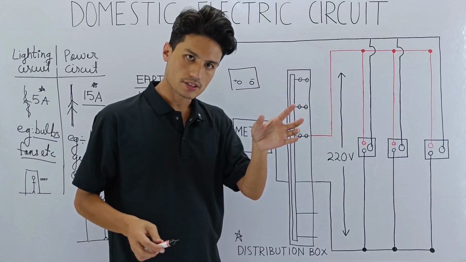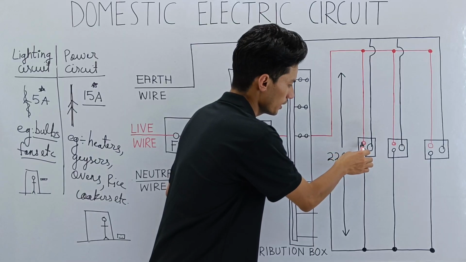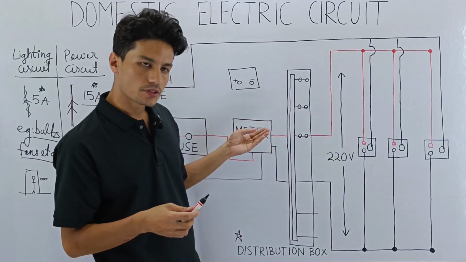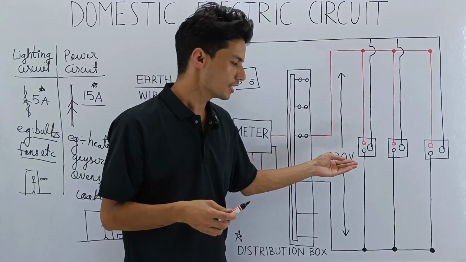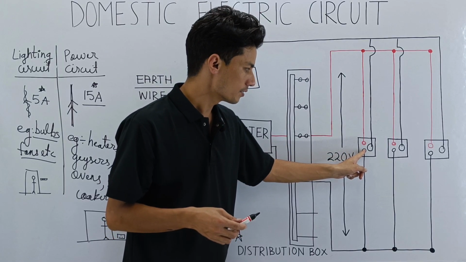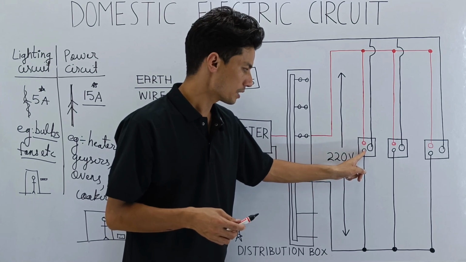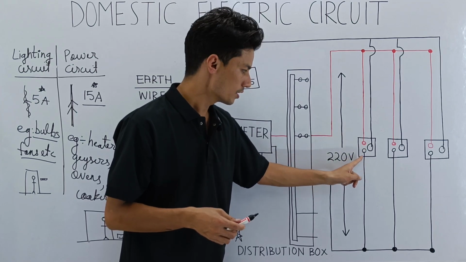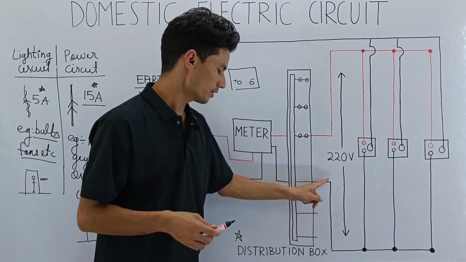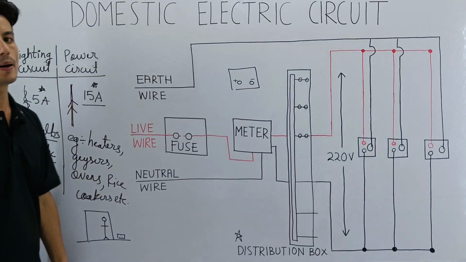When we insert it, the live wire brings electrical energy, and the current will enter the device. After it enters the device, it will also exit from the device, and the exited current will be brought back by this wire, which we call the neutral wire. The charge will run through the neutral wire, and it will take it back to the mains.